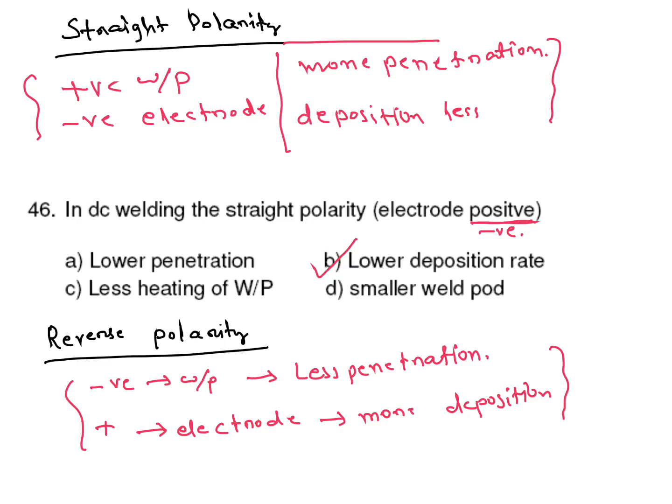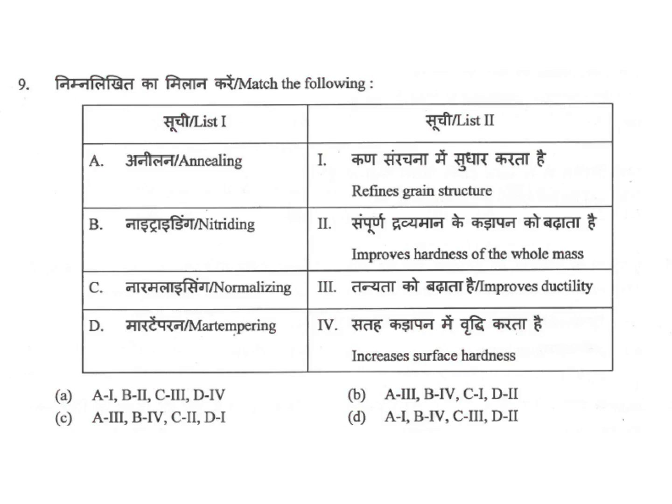This is from the ISRO Technical Assistant 2016 question. Annealing, nitriding, normalizing and Mar tempering lead to: refines grain structure, improves hardness of whole mass, improves ductility, increases surface hardness. We know nitriding is a surface hardening treatment. So B with IV, you can cut A. Then annealing, normalizing refines grain structure, C with 1, so you can cut D and C also. Only B is your correct option.